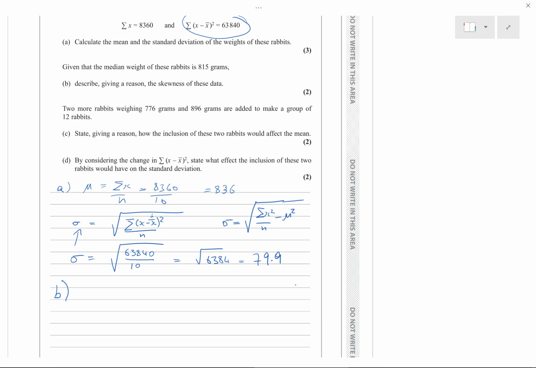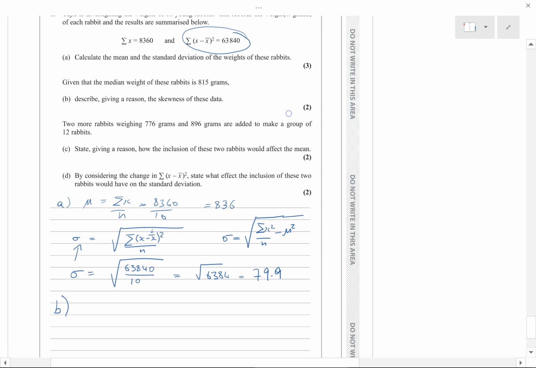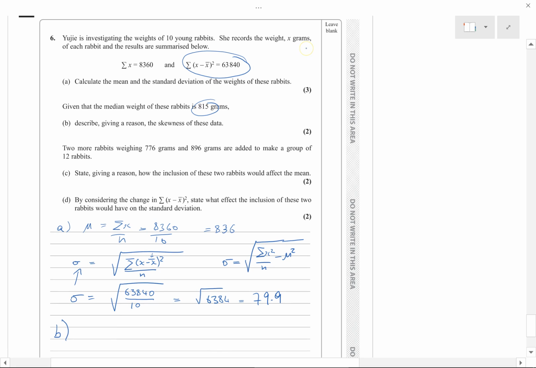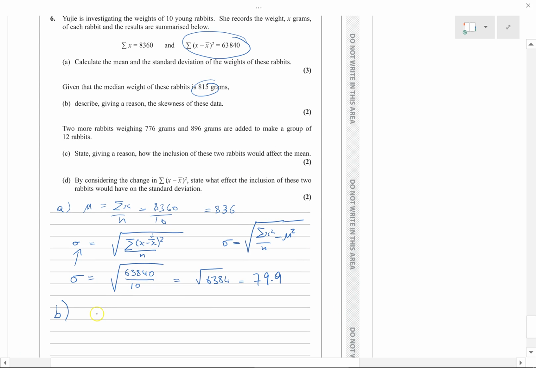The median weight of this is 815 grams, but the mean here is 836 grams. So in this case, 836 is clearly more than 815. That means the mean is greater than the median. That's a test for skewness, whether the mean is greater than the median. In this case we're not talking about the mode, but the mode we expect would be greater still, because it's more affected by outliers.